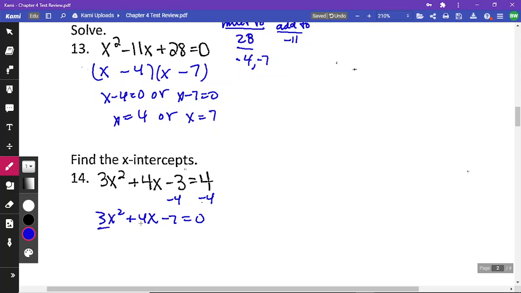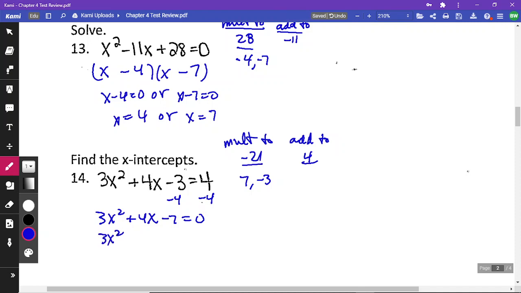We got to use the AC method on this, or you could use guess and check and just kind of play with it. I like the AC method. So a times c is negative 21. So our numbers have to multiply to negative 21, and they have to add to 4. So we can split our middle term. And that's going to be the positive 7 and negative 3. So we write that in. We split that middle. 3x squared.